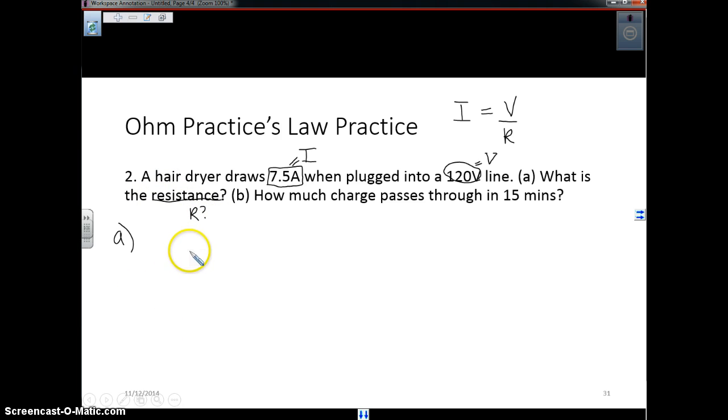So we can find that out. This is very similar to what we did before, but I equals V over R, where I is 7.5 amps, equals 120 divided by R. And that is our setup. So anytime you have a variable on the bottom of the fraction, you could switch these two. And when you do, it will look like this. This would be the correct setup.